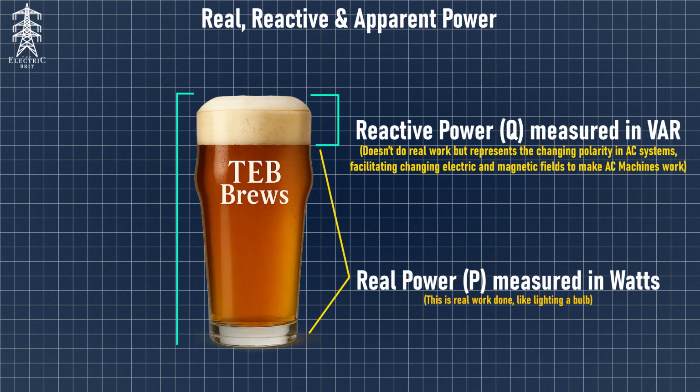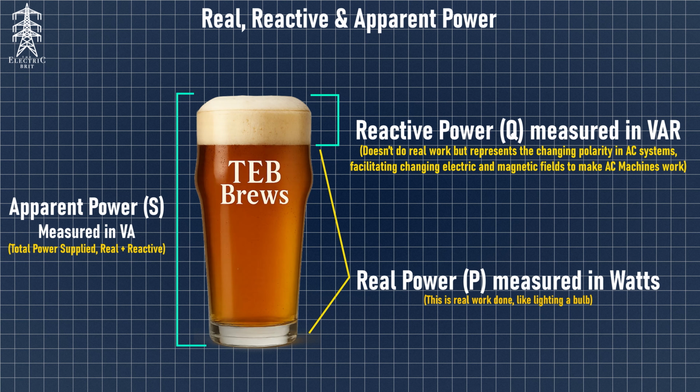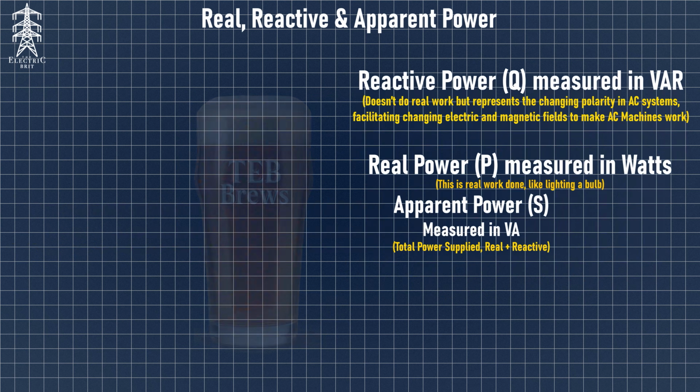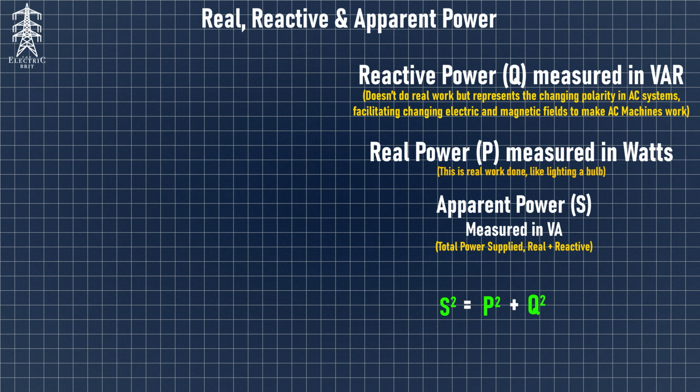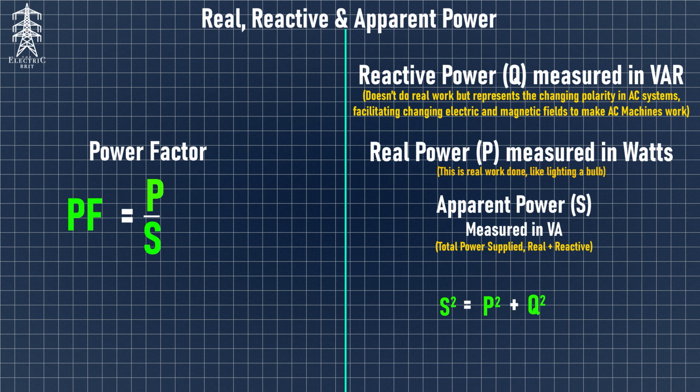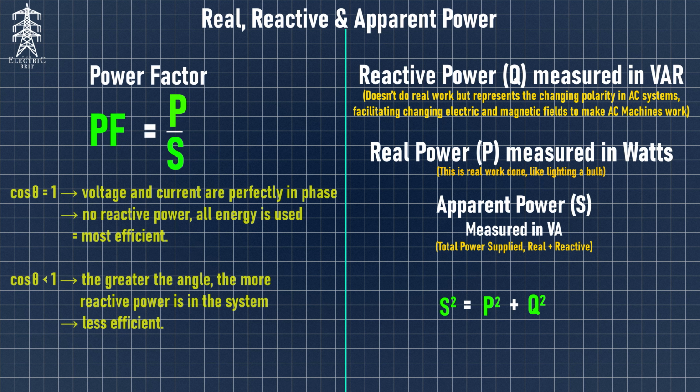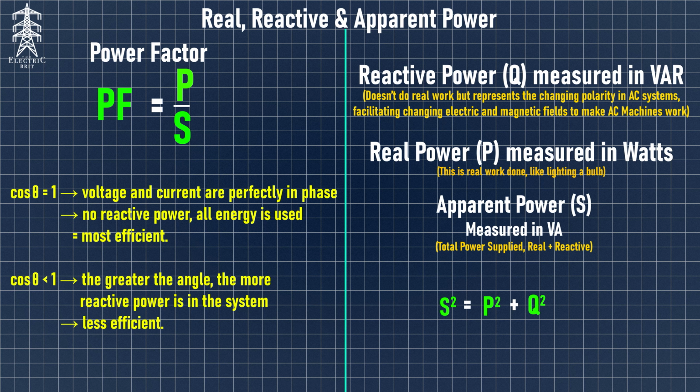And apparent power, S, is the total content of the glass, both the beer and the foam. It's measured in volt amperes, or VA, and it's the combination of real power and reactive power, the total power supplied by the source. It's the total capacity of a system to deliver both real and reactive power. This can be expressed as the formula S squared equals P squared plus Q squared. Power factor is the ratio of real power to apparent power. PF equals P over S, and it can also be thought of as the cosine of the angle between voltage and current in AC circuits.